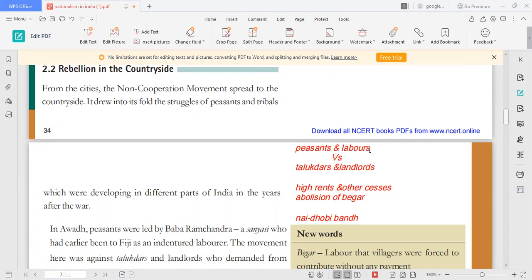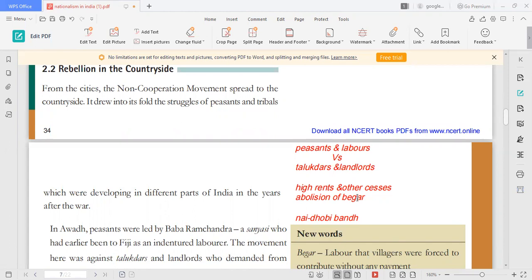Other cesses are taxes. So in the countryside, the conflict was peasants and laborers versus talukdars and landlords. Talukdars are the taluk office revenue department people who collect the tax from the peasants. They protested against high rent and other cesses. Abolition of begar. Begar is a kind of service which should be rendered by the laborers free of cost to the landlords, talukdars and British officials. They are expected to work, but they will not be paid. Free work.